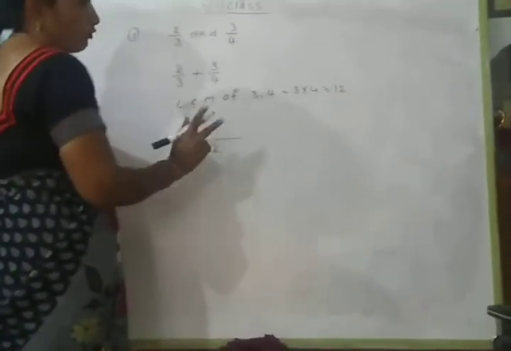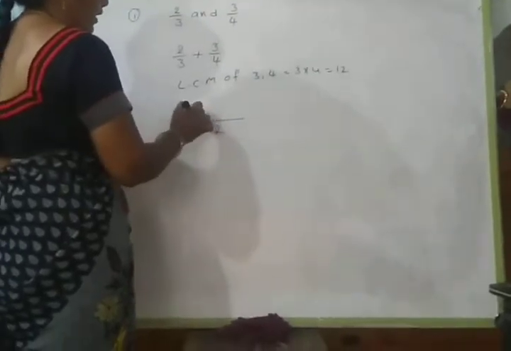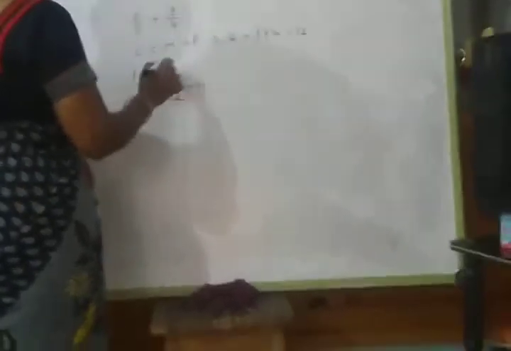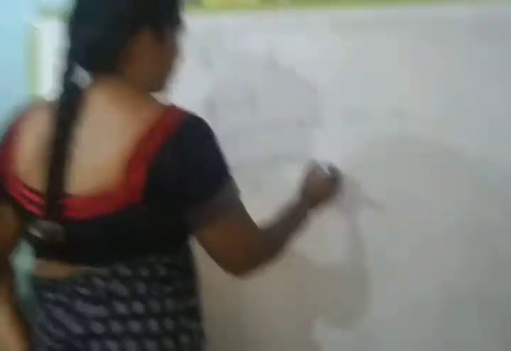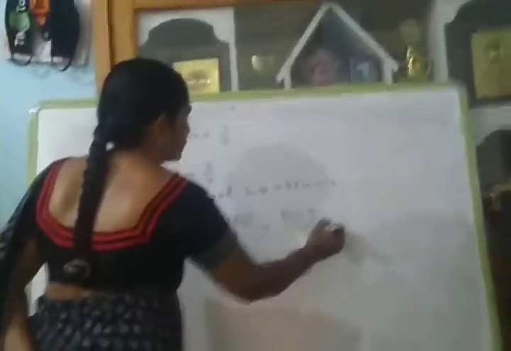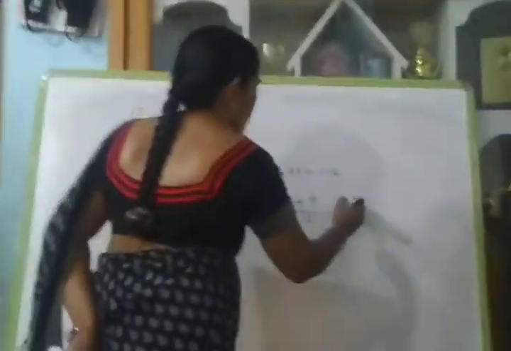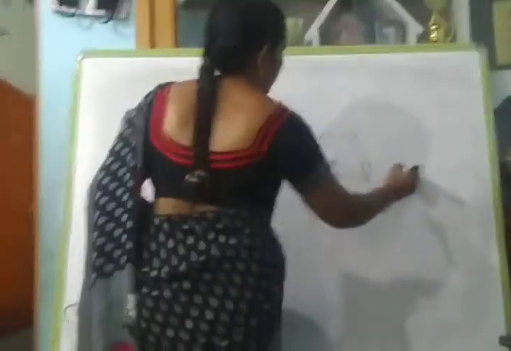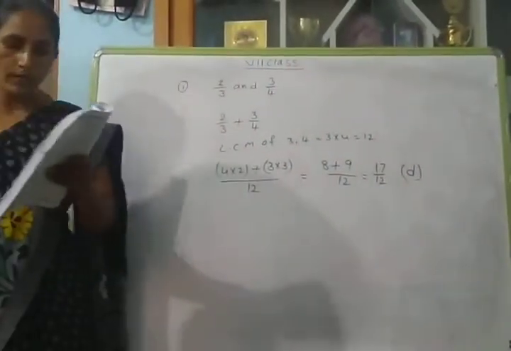3 times 12, 4 times. So numerator multiply with 4 plus second one multiply with 3. 4 2s are 8 plus 3 3s are 9 by 12. 8 plus 9, 17 by 12. So first one option D. First one option D. Do second one homework.